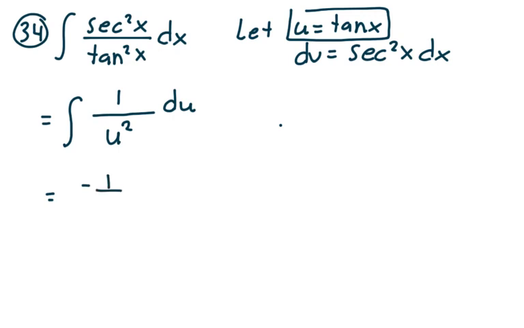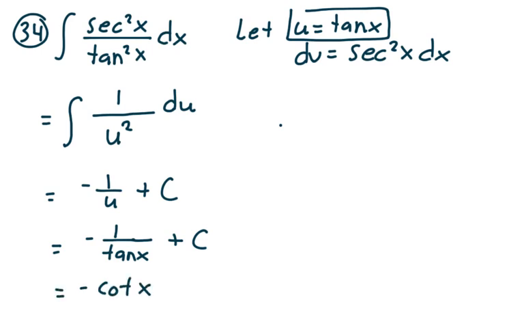But this is negative 1 over u plus c. But remember that u is tangent x. So this is negative 1 over tangent x plus c, which is negative cotangent x plus c. And that's how we do 34. Let's take a look at problem number 38.